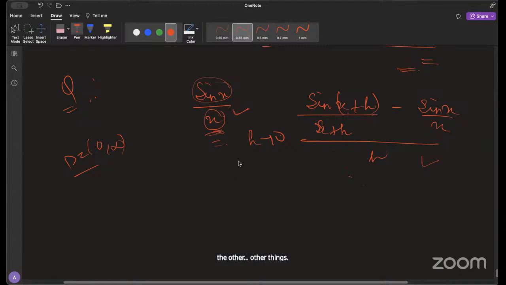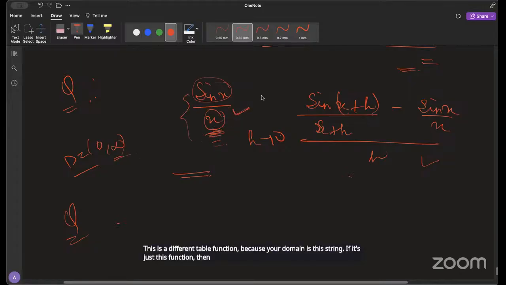Fine. Let me move on to the question that we were doing. I will ask it again, ma'am. No problem, you can continue. It's getting late. This is a differentiable function because of your domain. If it's just this function, then it is differentiable because both of these are differentiable functions. Okay, ma'am. Thank you, ma'am.